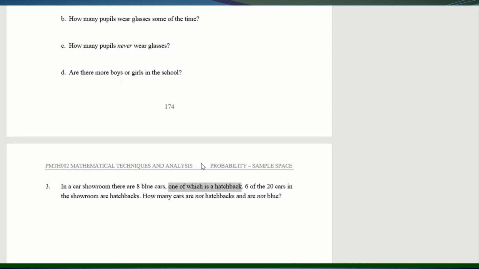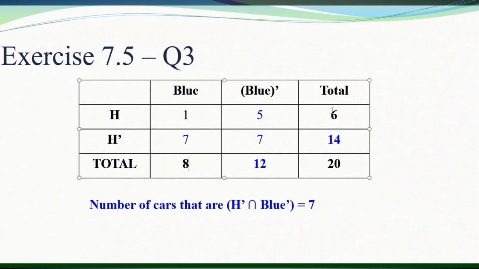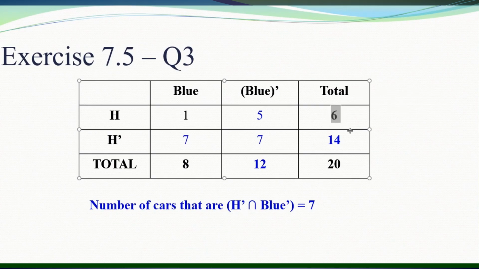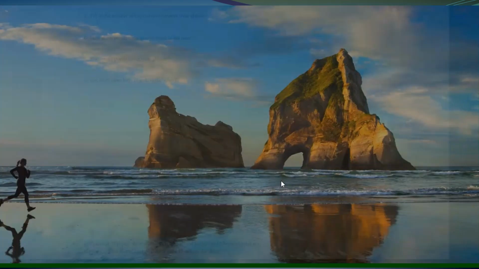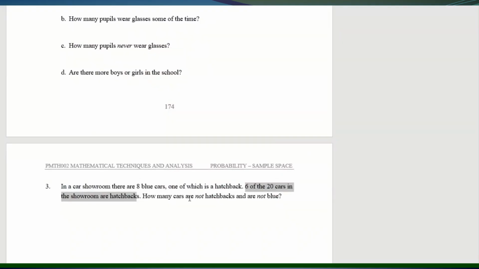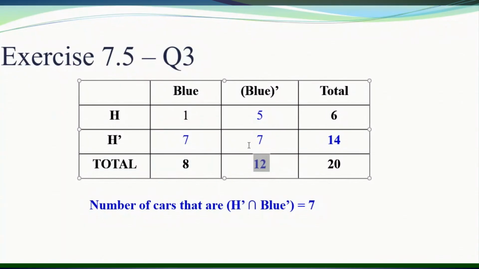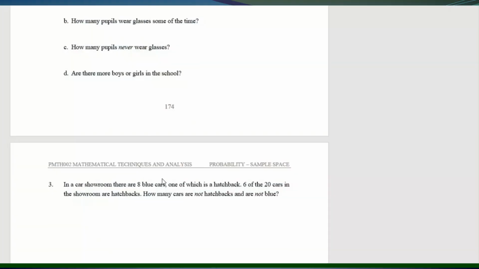Understand? Okay? 6 of the 20 cars are hatchbacks. That means your total of hatchback is 6. So this is 6. So once you have these values, then you can just fill up the rest. So if this is 6, this should be 14. Okay, if this is 14, and this one we already got just now was 7, this will be 7. If this is 7, this will be 5 because this must be 12. So it's like basically doing your Sudoku, you know, or your jigsaw puzzle. It's the same thing. Okay, how many are not hatchback? That means both, they're not hatchbacks and they're not blue, would be this value, which is 7. Okay, so let's look at question 4.